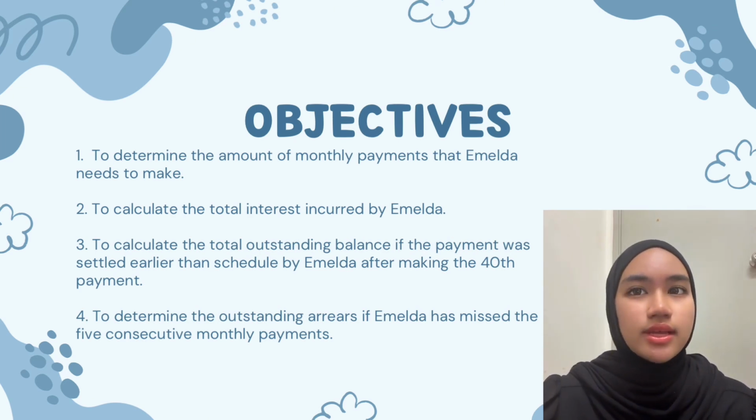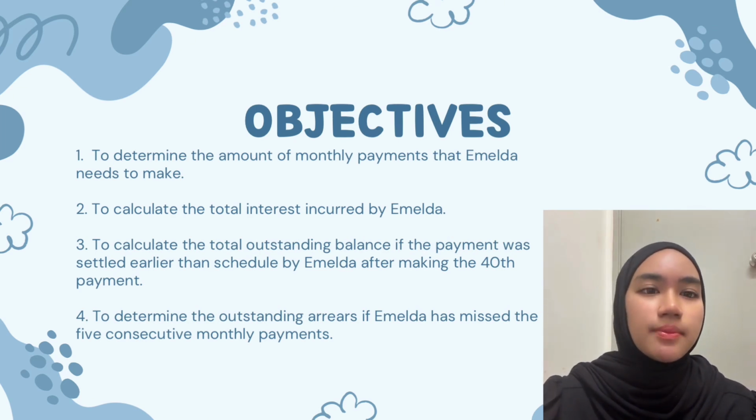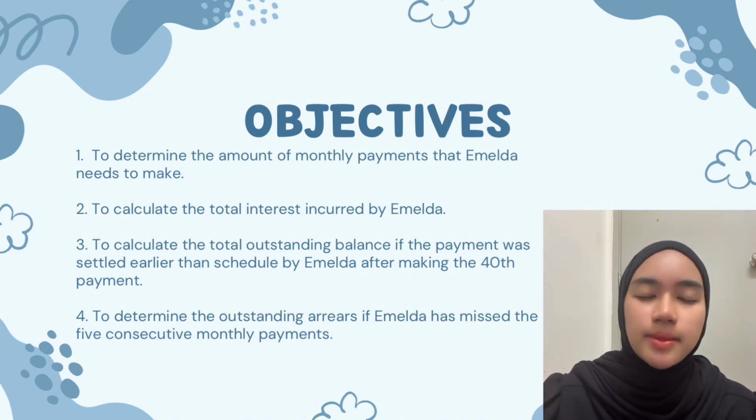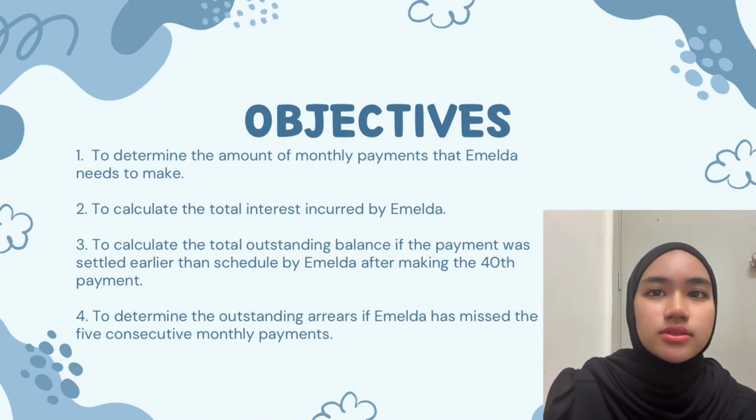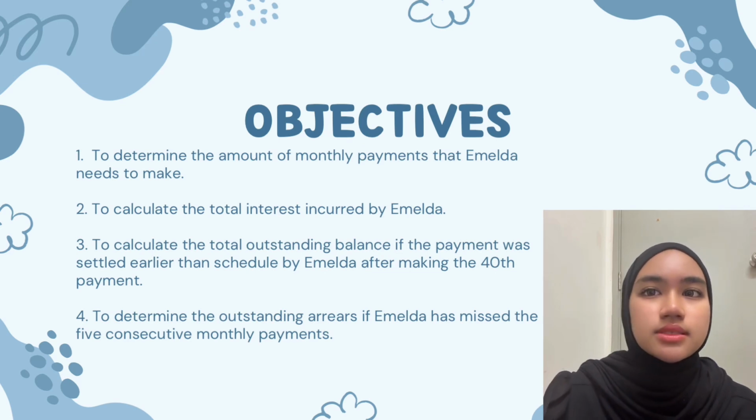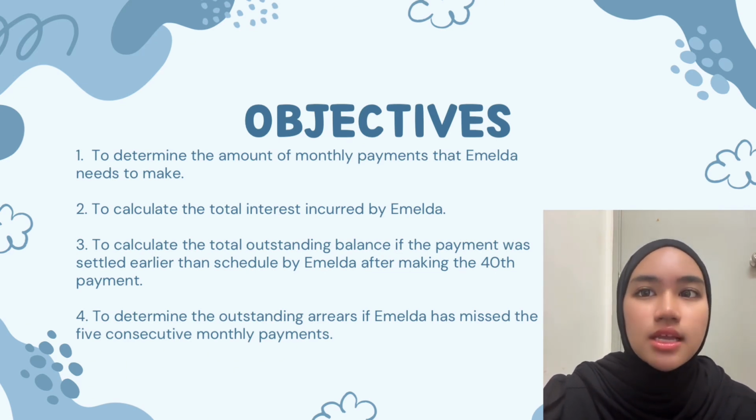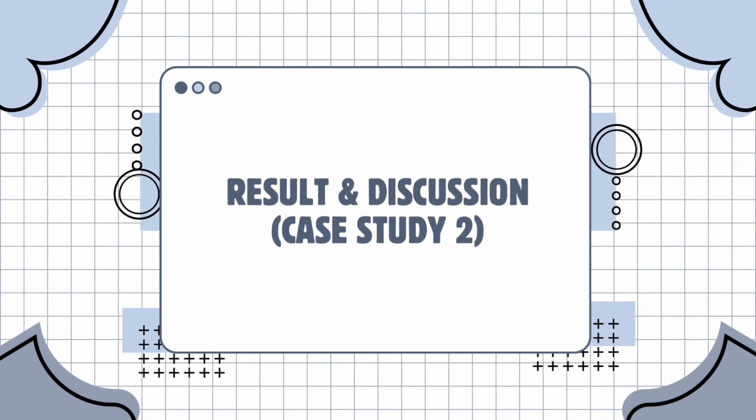Now, I will present the objective of this case study. First and foremost, to determine the amount of monthly payments that Imelda needs to make. Second, to calculate the total interest incurred by Imelda. Third, to calculate the total outstanding balance if the payment was settled earlier than scheduled by Imelda after making the 40th payment. Fourth, to determine the outstanding arrears if Imelda has missed 5 consecutive monthly payments.